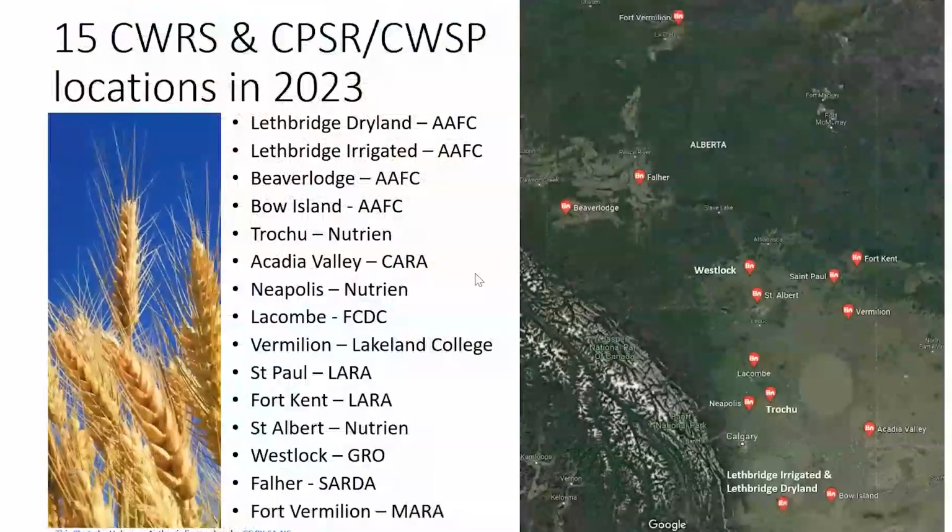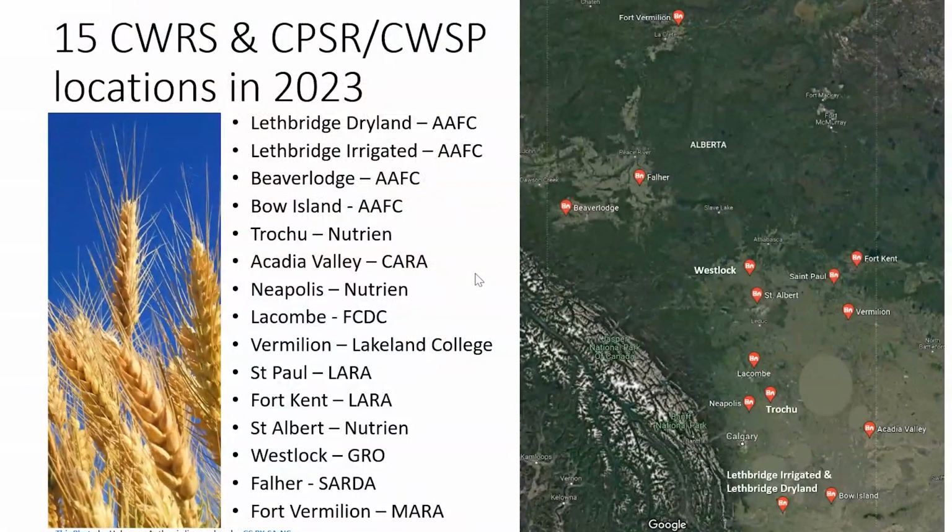Now, these are the trials that we have for that CWRS wheat that's grown at 15 locations in 2023. These are my individual sites with the cooperators, and you can see they stretch all the way from the far north at Fort Vermilion down to southern Alberta at Lethbridge under both irrigated and dry land conditions. So a tremendous amount of effort and work is put into these trials that generates data for the seed guide.